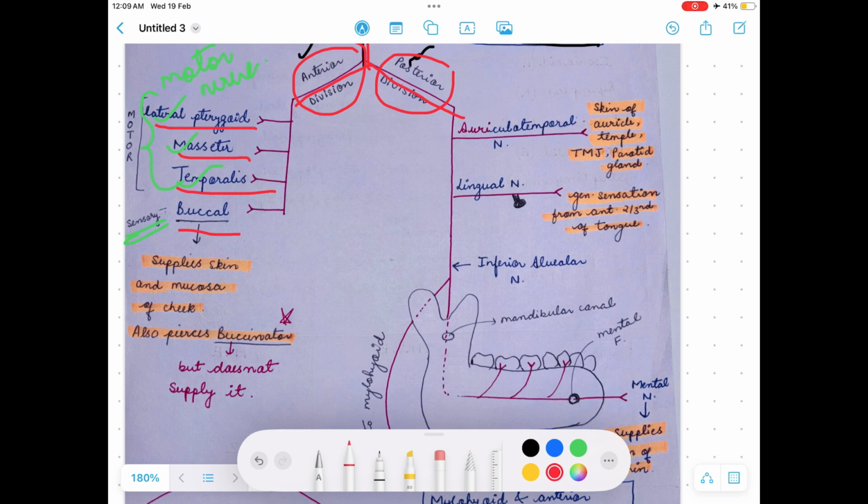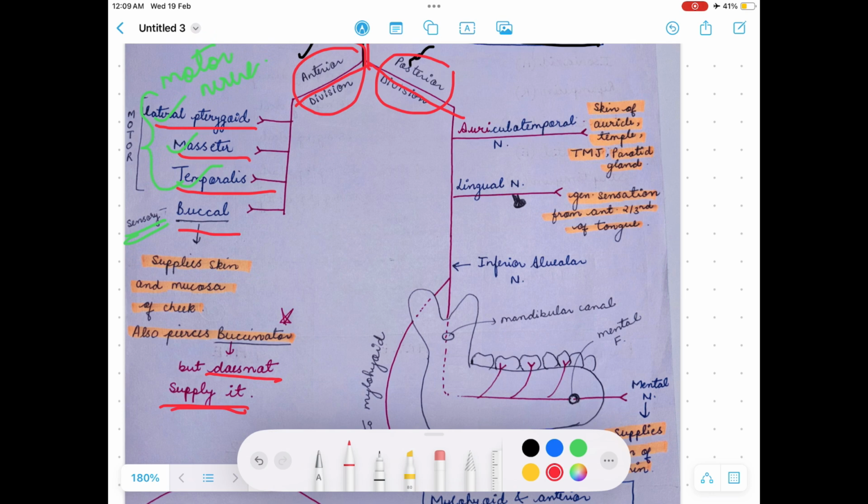So this branch supplies the skin and the mucosa of the cheek, and it also pierces the buccinator muscle, but it does not supply it. It does not give any kind of supply to the buccinator muscle. It only supplies the skin and the mucosa of the cheek.